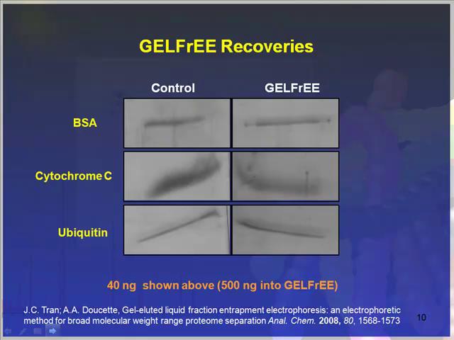We have a control lane, and the sample that was passed through the GELFrEE system is loaded, passed through the gel, and collected out the other end. And from 500 nanogram loadings in the GELFrEE system, we are achieving essentially quantitative recoveries when you compare these two bands. Also realize that we're dealing with a twofold enrichment of our sample, since we loaded 200 microliters, but we're recovering the sample in 100 microliter volumes.